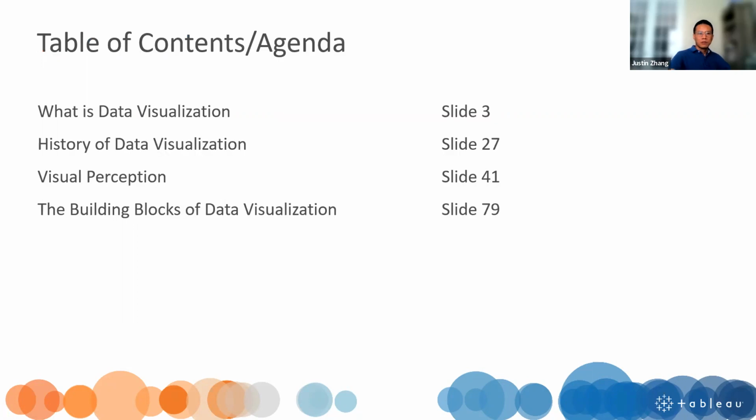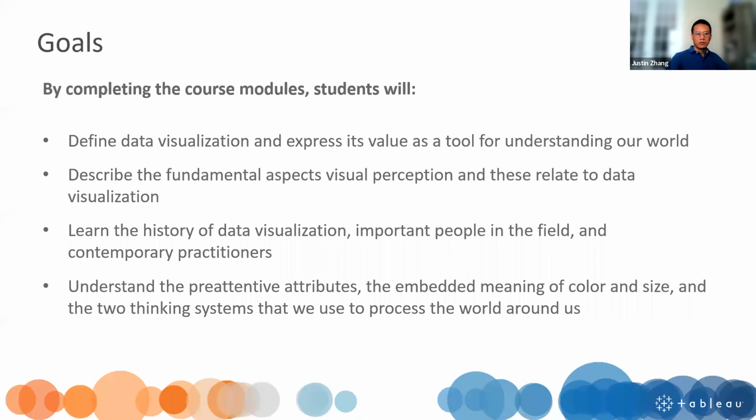So here's the table of contents for this module. First, we'll talk about what data visualization is. We'll give you a brief introduction to the history of data visualization. Then our focus will shift to visual perception and the building blocks of data visualization. Especially, we'll talk about the pre-attentive attributes, such as color, size, and other elements in data visualization that can help to facilitate the two thinking systems that we use to process the world around us.